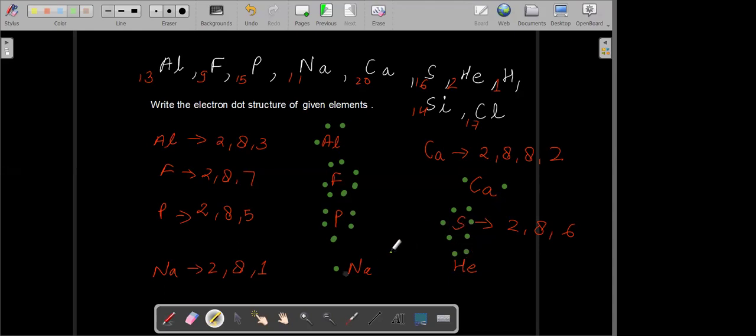Next you have hydrogen. Hydrogen has just 1 electron, so it will be just H with 1 electron on it. Silicon is 14, so it has 4 electrons. You represent 1, 2, and then 3, 4. So this is silicon. Chlorine has 7 electrons, so you will write Cl with 7 electrons: 1, 2, 3, 4, 5, 6, 7. Got it?